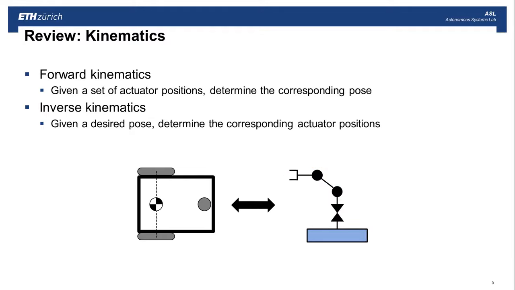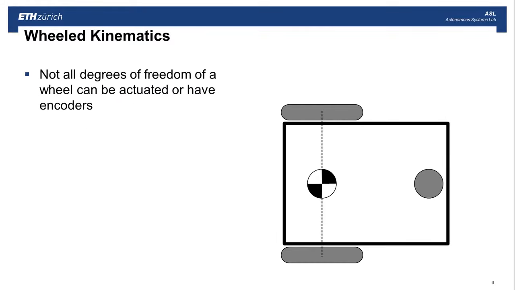Now, it's not that straightforward when we try to apply this theory to wheeled mobile robots, for a number of reasons. First, not all degrees of freedom of a wheel can be actuated or can even be sensed. Motion around these axes cannot even be sensed sometimes by the robot.